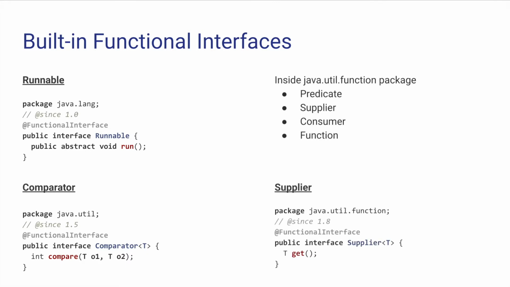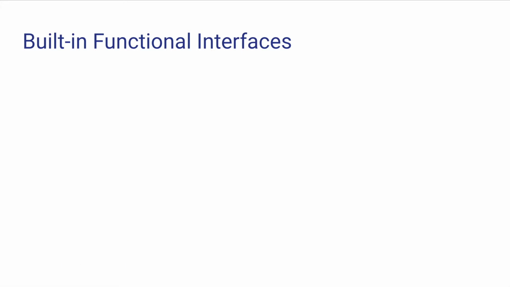But since Java 8, with the introduction of Lambda expressions, a host of functional interfaces have been created and are put inside the package java.util.function, categorized as Predicate, Supplier, Consumer, and Function. Let's get a higher level understanding of what these categories are.